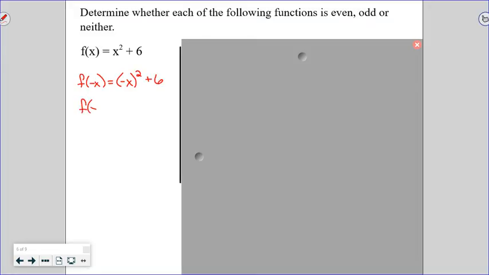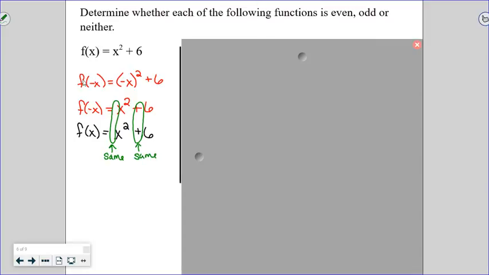clean it up, raised to an even exponent gives me the original, or gives me a positive, and we compare to our original, which is just plain old f of x. Now I do have to compare every sign, so I would go across every term and compare their signs. Positive and a positive is the same. Positive and a positive is the same. If they are same all the way across, it is an even function.